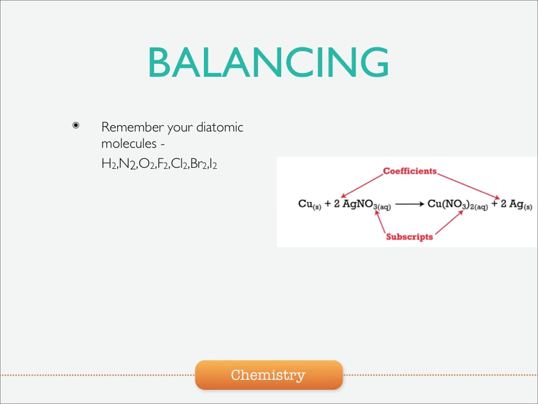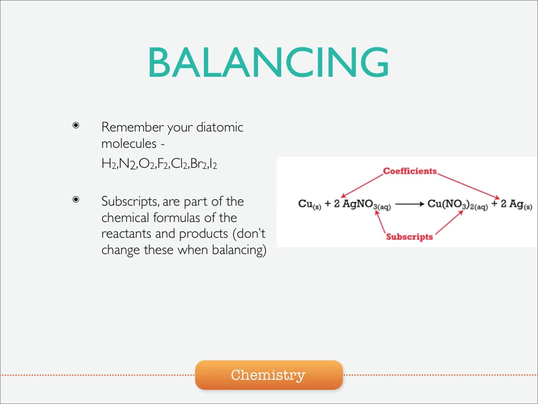A couple things to keep in mind. First of all, remember we have our diatomics. Here's our 7: hydrogen, nitrogen, oxygen, fluorine, chlorine, bromine, iodine. Make sure you remember those, because whenever it talks about those particular elements, they have to exist as diatomic molecules. Every other element would be a single element. So like copper, it'd be all by itself. But if we're talking about hydrogen, it has to be H2. If we're talking about hydrogen gas, it's H2, or oxygen gas.